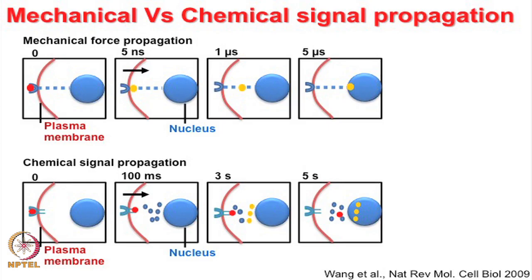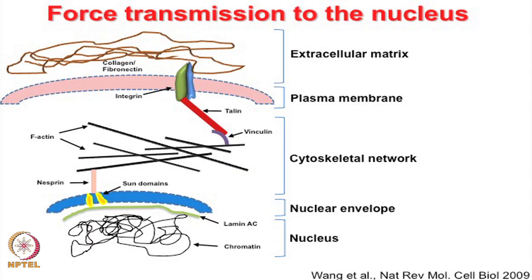In contrast, in chemical signal propagation, something binds, is internalized, and diffuses all the way to the nucleus, which can take several seconds. So mechanical force propagation is 3 orders of magnitude faster than chemical signal propagation. And this is made possible by physical linkages between the outside and the inside.